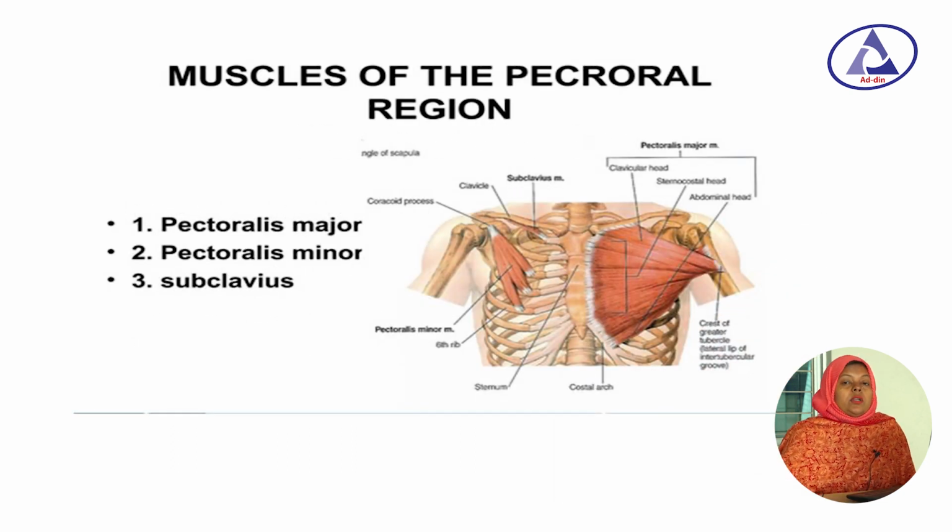Now, what are the muscles present in the pectoral region? This is very important for us. The muscles are pectoralis major, pectoralis minor, subclavius, and serratus anterior, which is also included in this region. So there are four muscles included in the pectoral region. In these topics we will discuss the origin, insertion, nerve supply and action of the muscles of this region, and some clinical importance.